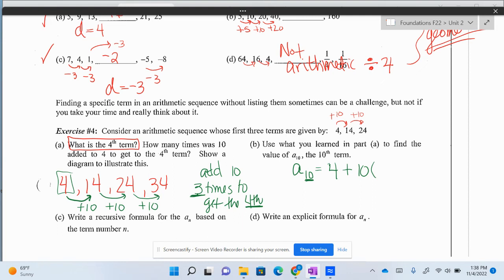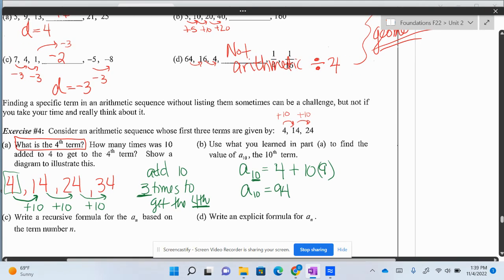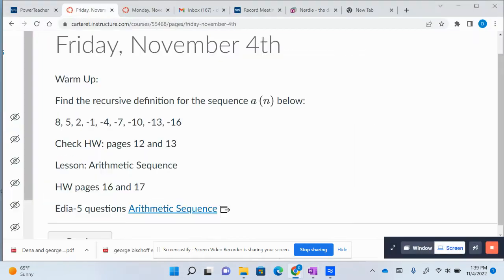Sebastian. So you add it 9 times. So the 10th term is 94. I want to explain that because this is our explicit formula.